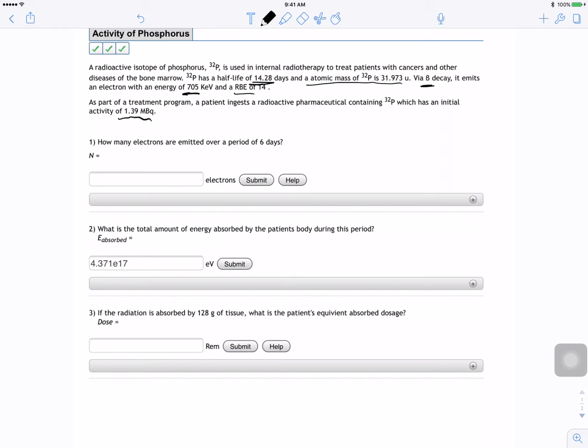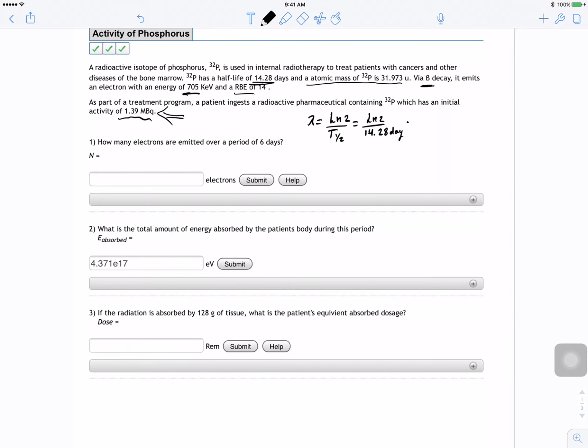So the first thing we're going to do is find the decay constant, which is ln2 divided by the half-life, so ln2 divided by 14.28 days. Then we'll switch everything to per second, because BQ is decay per second, so we don't want it to be decay per day.